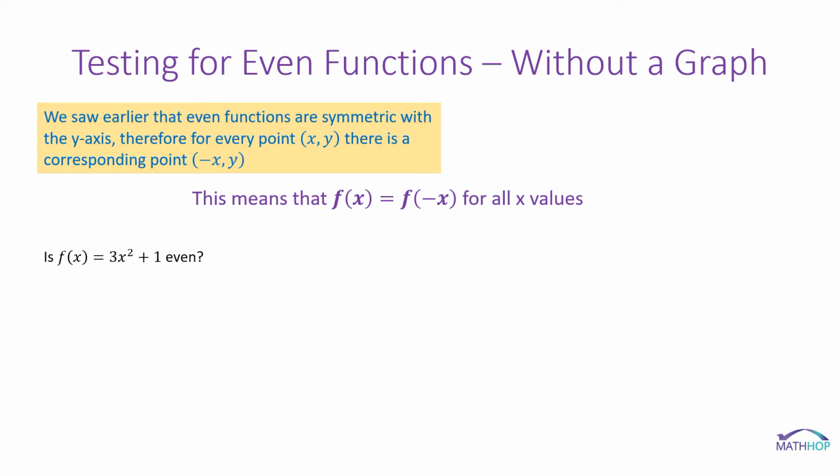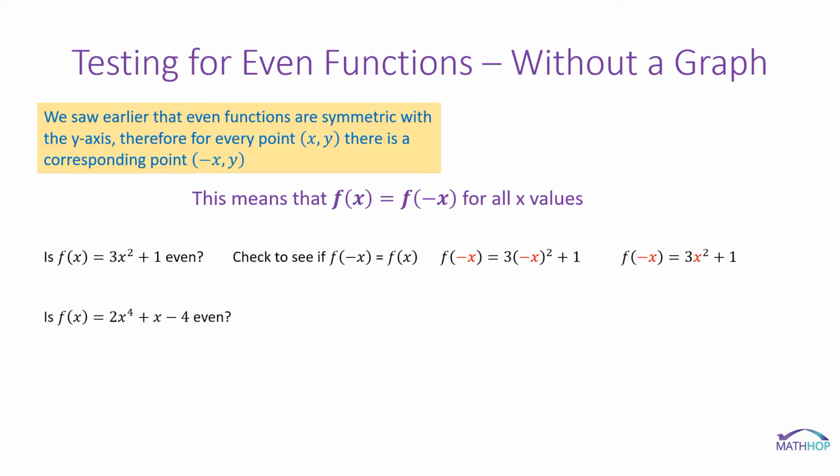Is f of x equals 3x squared plus 1 even? Well, let's check. Let's see if we put negative x in for x, if we get the same equation we started with. So let's put negative x in everywhere we see an x. The quantity negative x squared is going to be positive x squared, so we end up with 3x squared plus 1. This equation has remained unchanged even though we put negative x in, meaning 3x squared plus 1 is an even function.